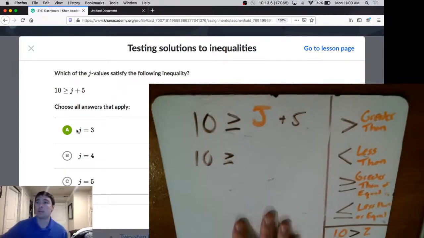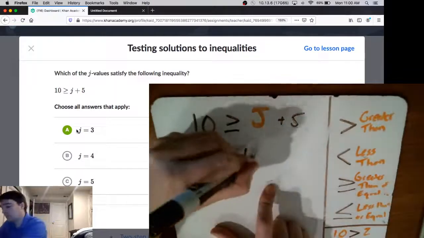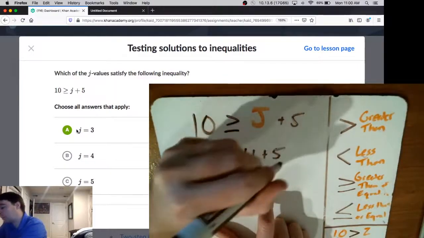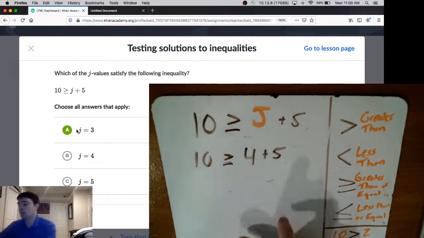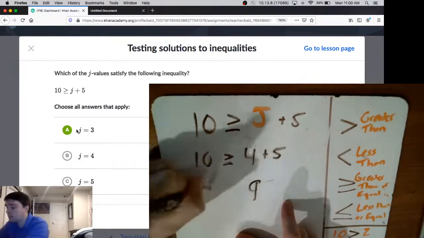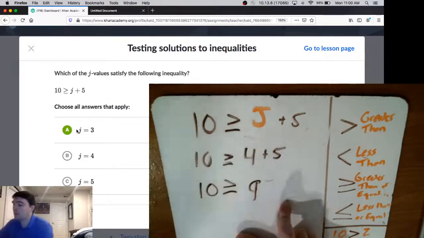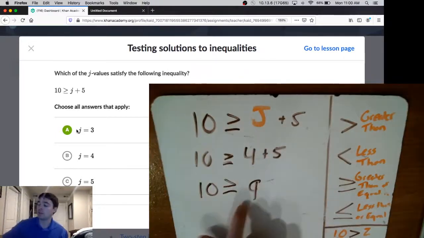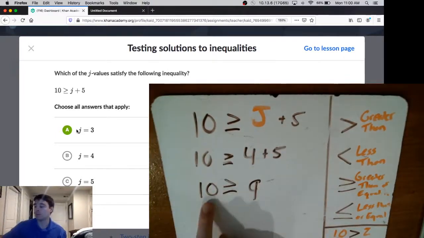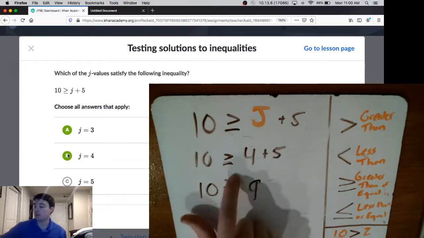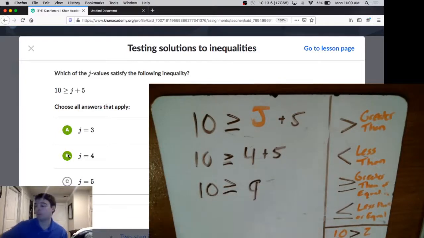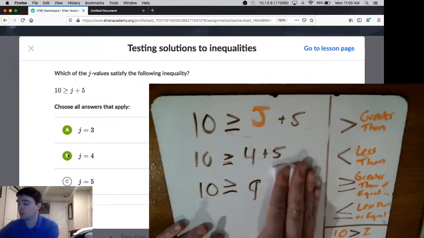So this time now I'm going to plug in a 4 for j. It would become 4 plus 5 on the right side, and that simplifies to make 9. So when I set j equal to 4, the inequality simplifies to say 10 is greater than or equal to 9. That's also a true statement. 10 is greater than 9, so I'm going to pick B as one of the possible solutions for j here.